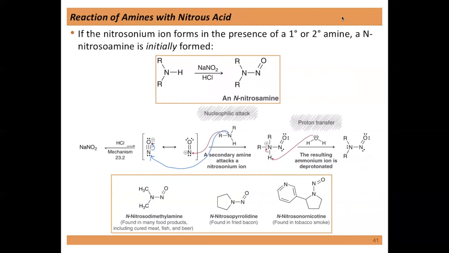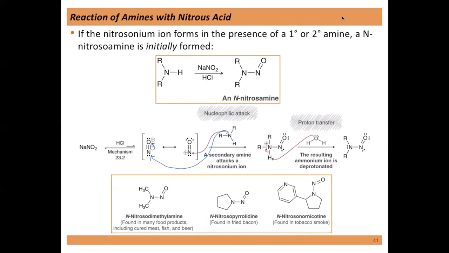So we have some interesting ones that are found, and again these tend to be carcinogenic. So these tend to be found in food products including cured meat, fish, and beer. This is found in fried bacon and found in tobacco smoke. And again, these things tend to be carcinogenic.